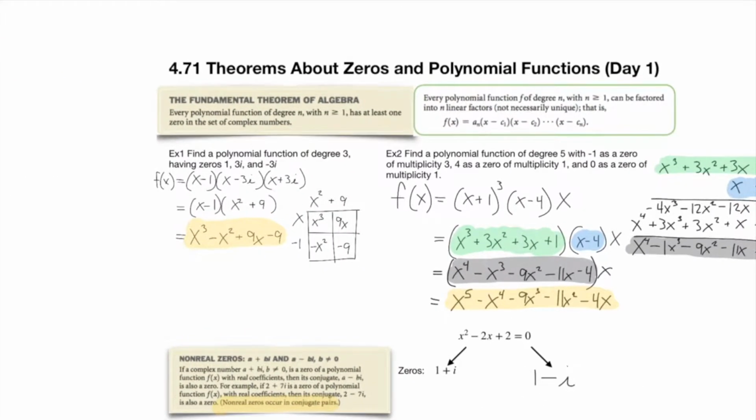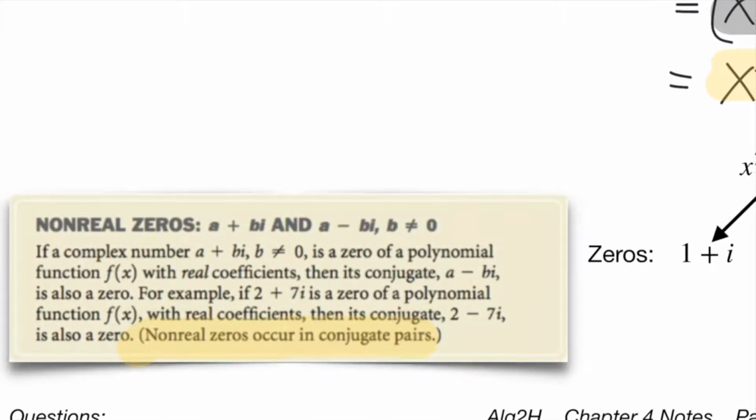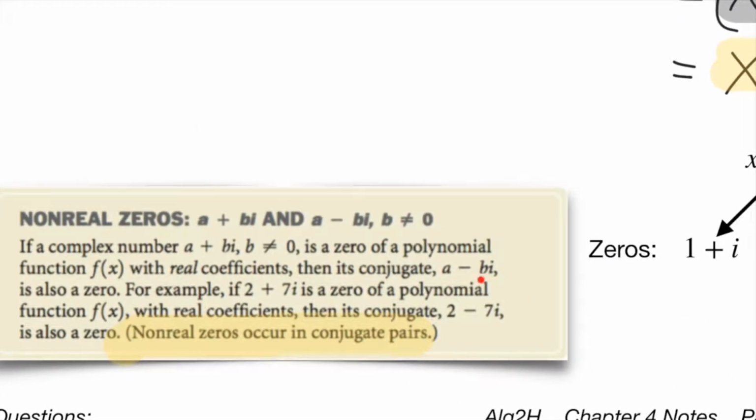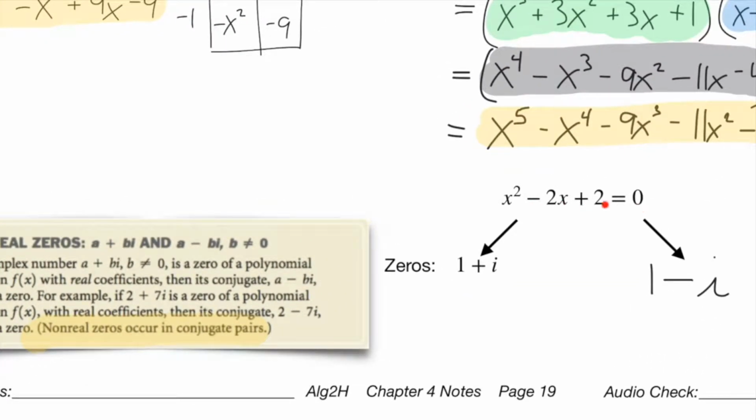Here's another theorem. Remember, these are theorems about zeros and polynomials. This one is about non-real zeros. You can read all the details if you want, but basically the idea is that non-real zeros occur in conjugate pairs. Here's an equation, and it's equal to 0. One of the solutions of this would be 1 plus i. So therefore, the other solution has got to be 1 minus i. This is a non-real zero, and it occurs in a conjugate pair. So these two are conjugates.